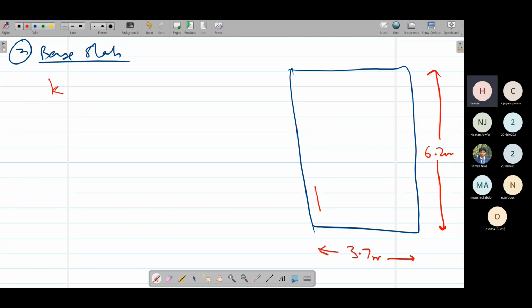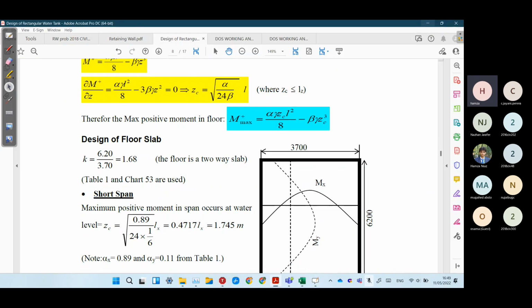First calculate the K value. K value is Ly over Lx. So 6.2 over 3.7, it comes to 1.68.